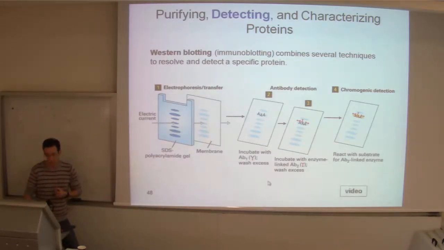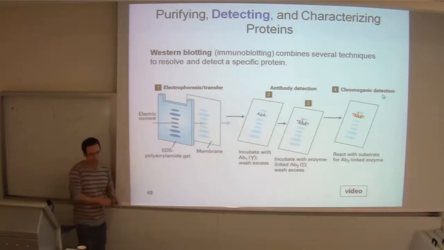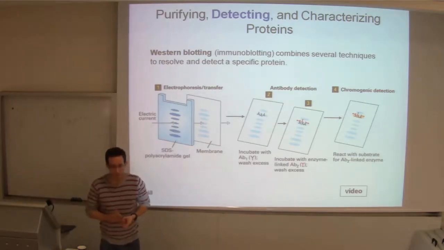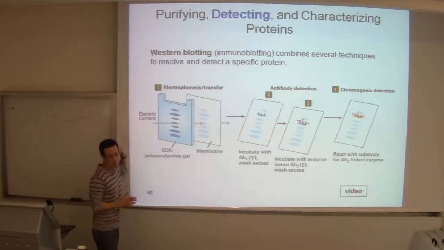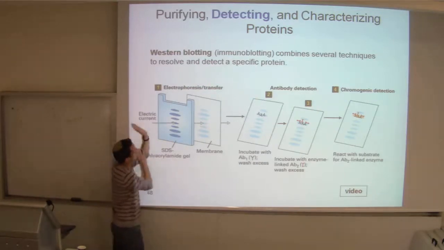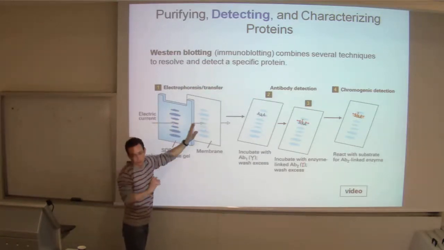So let's see a movie to show the sequence of events. Can you explain again why you did the electric current in this? So this is just to push these proteins outside of the gel and into the nitrocellulose.